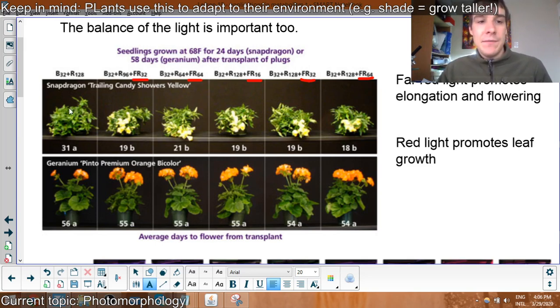So if you don't put a lot of far red in, the plant won't flower, or it'll make really tiny flowers, stuff like that. Here, for example, this only had 16 of the far red, and it has smaller flowers than the other ones that had more of it.